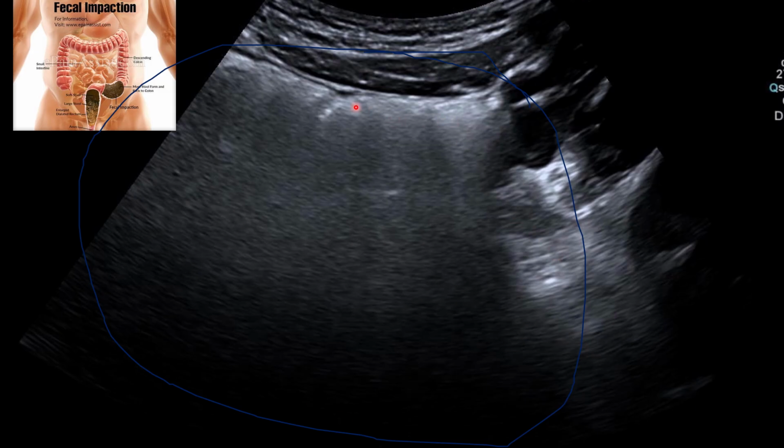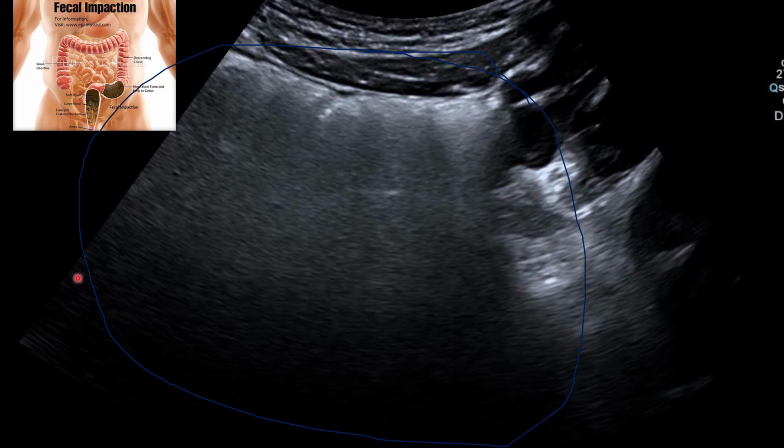You are not seeing the haustral markings. There's no keyboard sign. At the same time, there's no free fluid in the bowels, and there's no acoustic enhancement posteriorly. The bowels are very difficult to visualize. This is the shadow from the fecal matter and also the gas that is building up inside here.